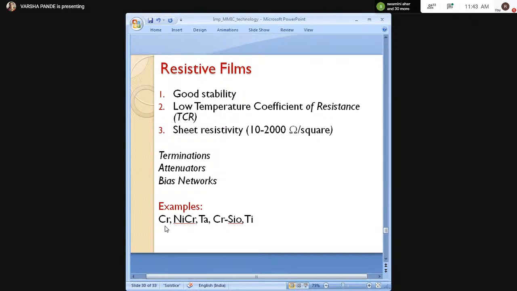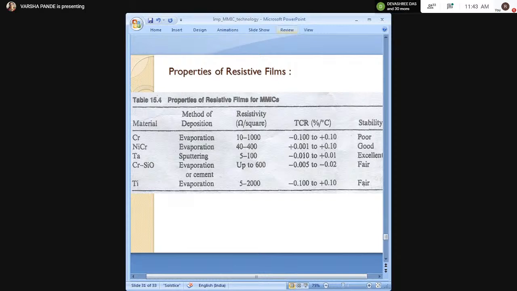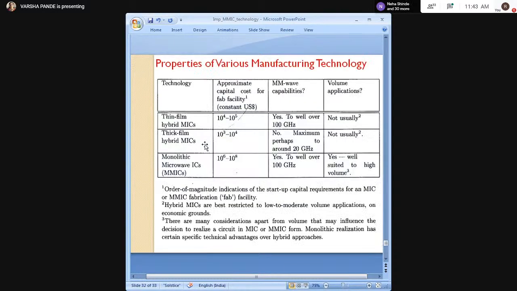Already I told you what CR is. CR is cooled steel sheet. That steel sheet is fabricated by using some different technology. So that is CR. Then here are the properties of different resistive films, CR, NICR. Depending upon the requirement, that particular resistive film is selected. Then properties of various manufacturing technology.